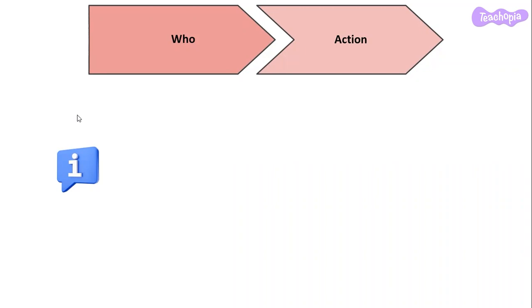So when we are giving an instruction, in the first block we will address who. So who are we talking to? We are talking to the students. What is the action that we want the students to do? We want the students to observe pictures. So the sentence we speak in class will be, students observe the pictures. Let's look at other examples.